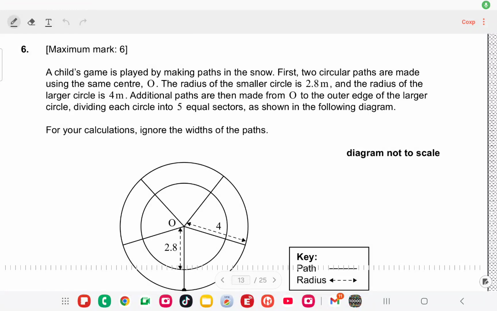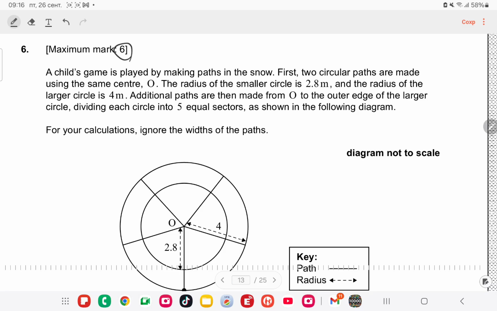Hello guys, this is question number 6, AISL May 2025, Paper 1, Time Zone 1 exam. So let's consider a child's game played by making paths in the snow. By the way, let's first make an overview of the question as usual.